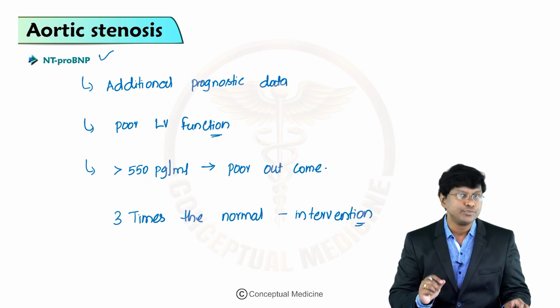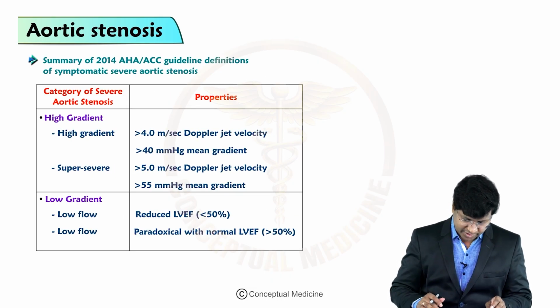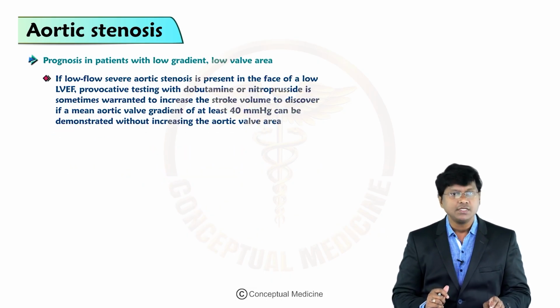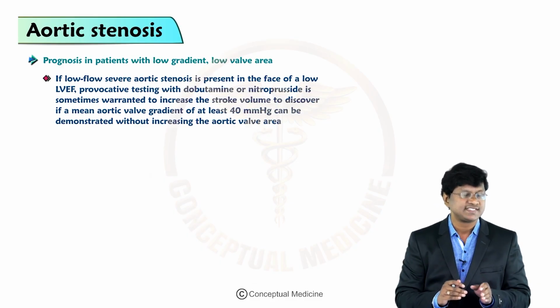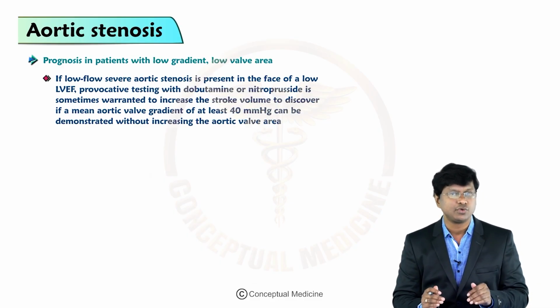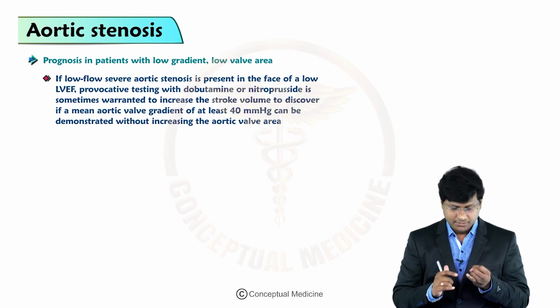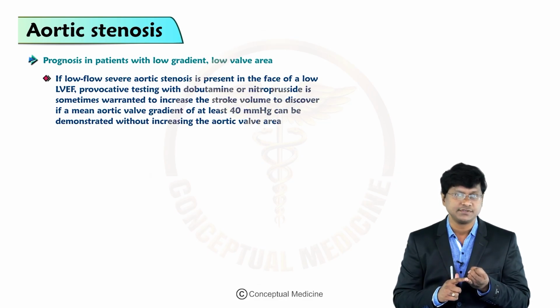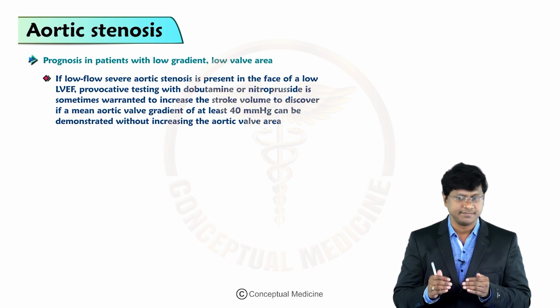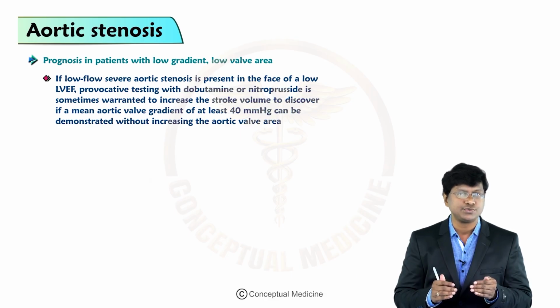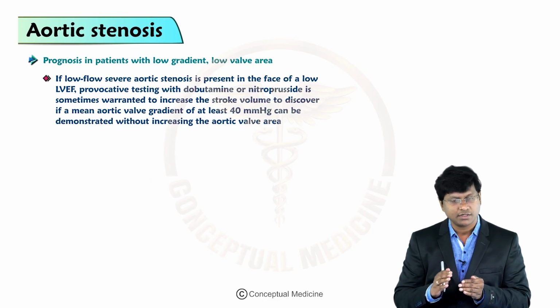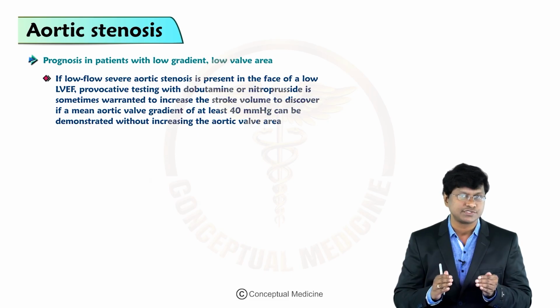Now, I have to discuss one important point regarding this low flow, low gradient aortic stenosis, that is dobutamine stress testing. Let me explain you what is this. Now, in case of low flow, severe aortic stenosis with low gradient, what did I tell you? Left ventricular ejection fraction is less than 50%. Now, you need to know whether that low gradient is due to left ventricular dysfunction or is it because of the aortic stenosis per se.